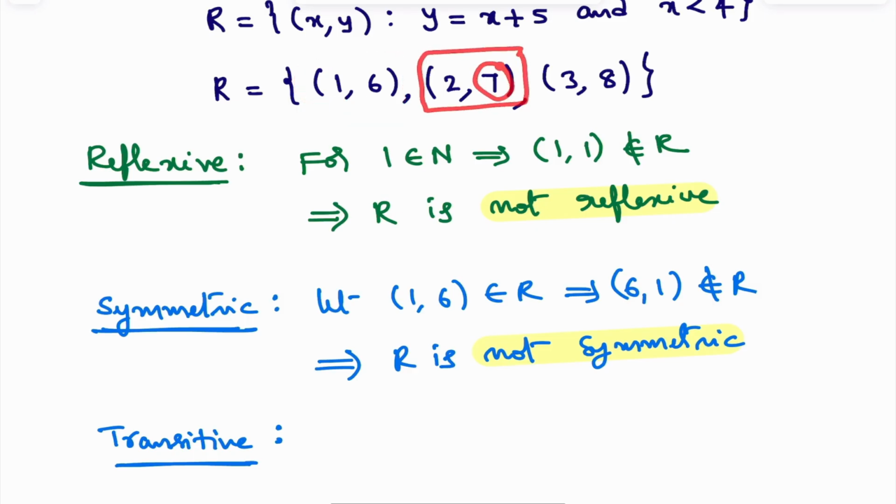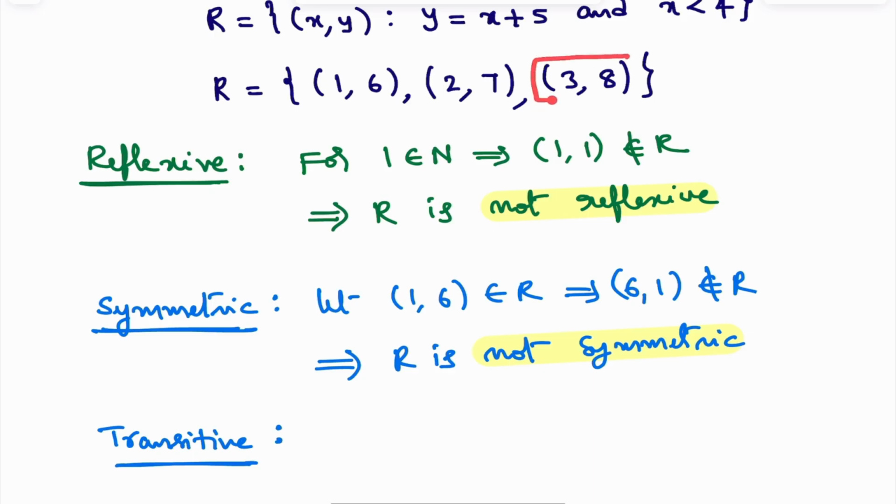Look, does any other ordered pair start with 7 in this relation? No other ordered pair starts with 7. That means for the ordered pair (2, 7), there doesn't exist any other ordered pair which starts with 7. That means for (x, y), there doesn't exist (y, z), so no need to check for (x, z). So in this case also, this element satisfies the transitive condition.